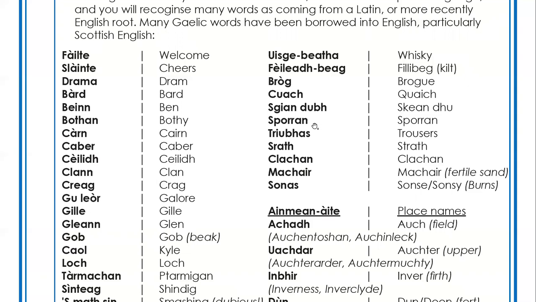Again, part of your kilt outfit, you'll put on your sporran. Your sporran, which is a purse, but a man's or a woman's purse. And in Gaelic, you would use this word sporran to refer to your wallet or your purse, as well as the thing you put around your waist for your kilt outfit.